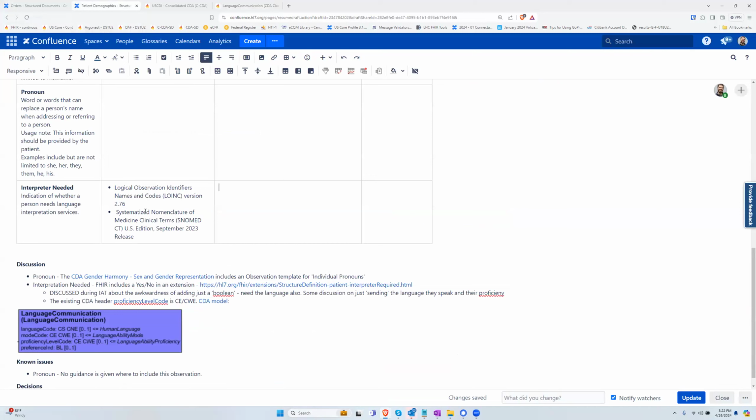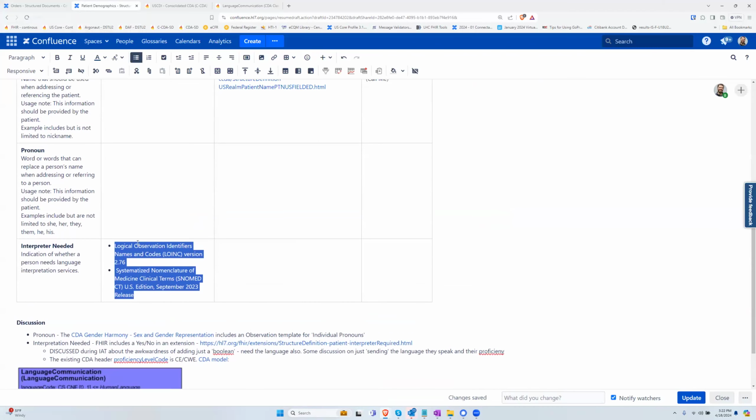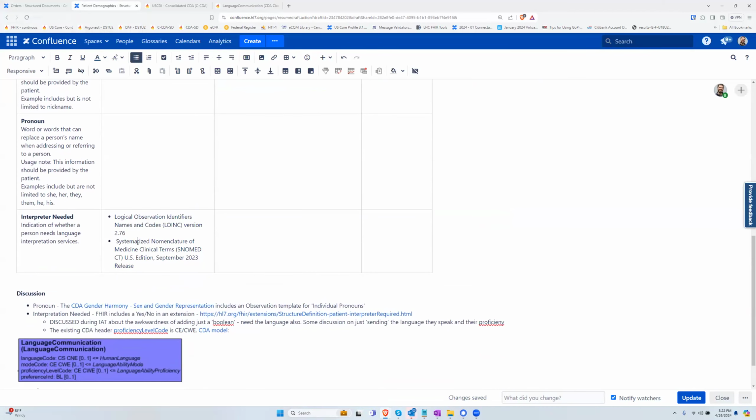I'm also fuzzy on the LOINC and SNOMED suggestion here, like how you decided to include those. It's just that the Office of Minority Health is the advocate for this data element. They understand that both LOINC and SNOMED represent it slightly different ways, because the LOINC code is a do you need an interpreter, and the answer set is yes or no. And SNOMED has a stated need for interpreter code. And there's two different ways of representing it.